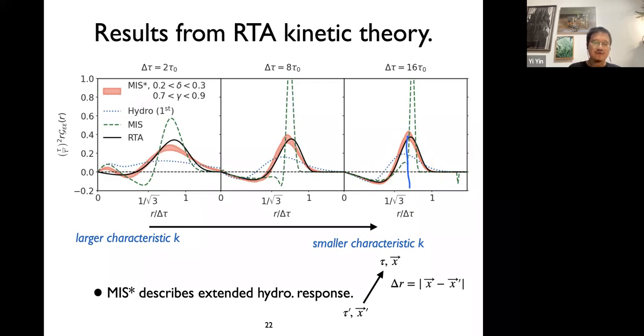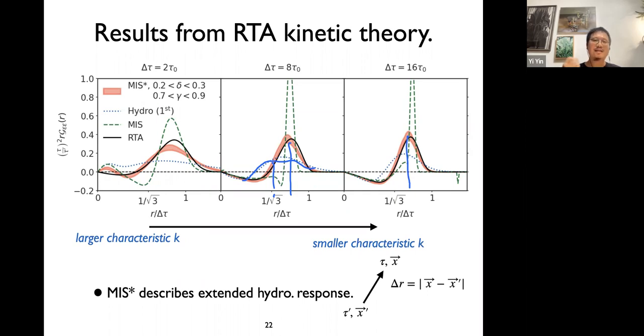But in general, if you consider the cases where the dominant K is outside the hydrodynamic regions, you can see the peak deviates from the usual ordinary sound velocities, and first order hydro or second order hydro does not give a very good description. So this red band is the result that we obtain from the MS star series, and you can see that it really improves the description.